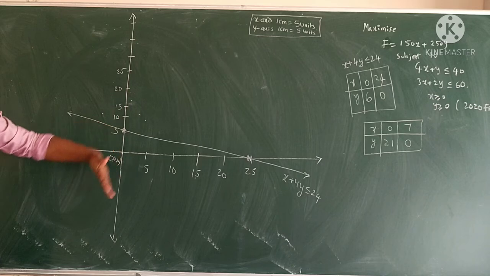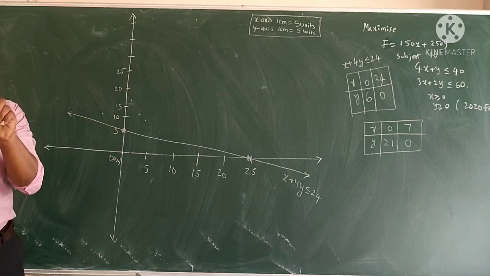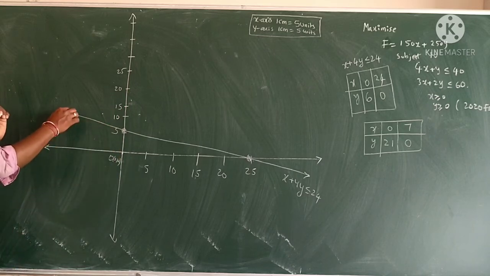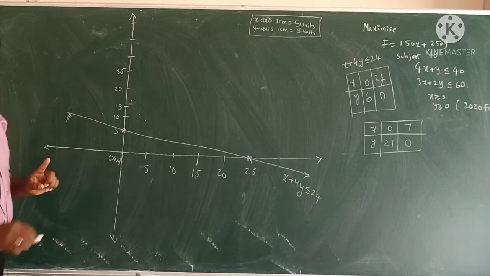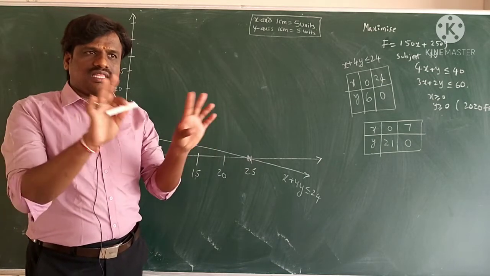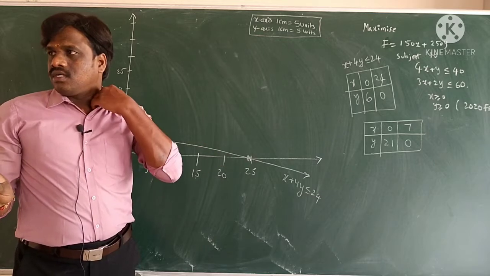So we have to shade downwards, but I am not shading now. I am keeping it in the brain that I have to shade it down, because I will shade at the end, when all 3 graphs are over. Listen here.